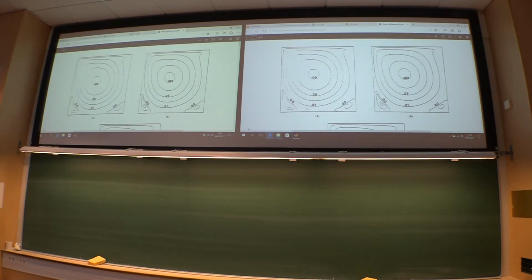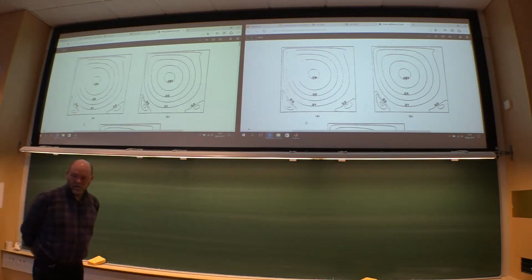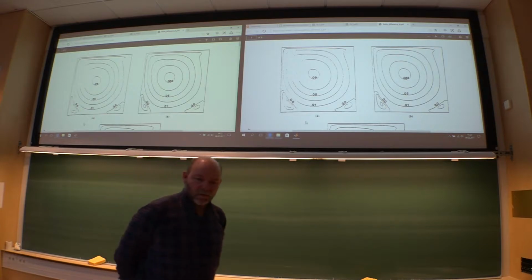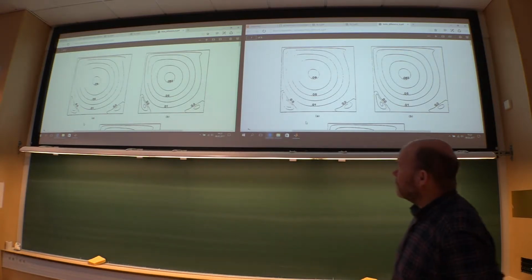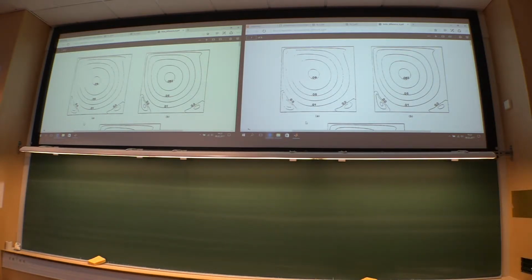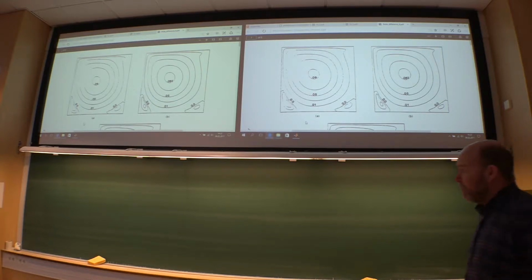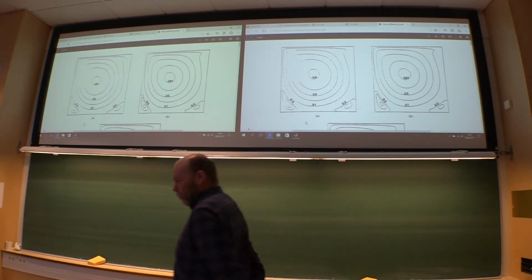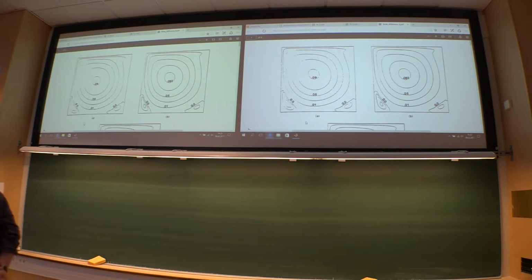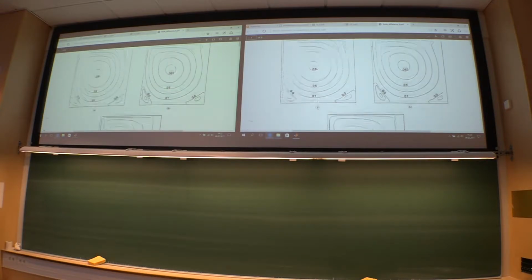And the top left, there you have a pure central scheme. The correct value for the stream function, for the streamlines there, should be roughly 0.1, a little bit above 0.1 in the center. So the top left is actually quite accurate. Then you start playing around with upwind schemes.